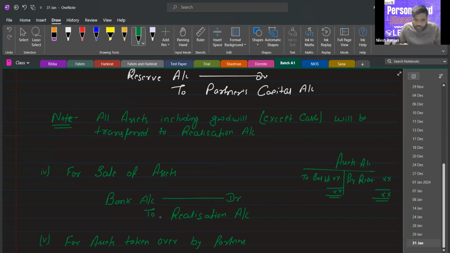If you write bank account debit to assets account, it means you will write on the credit side by bank account. Then again, there will be some balance in the account. Yes or no? And the account will not be closed. That's why we transfer the asset to realization account, and any amount realized from assets or any amount paid to the liabilities is written in a realization account, not any asset account, not any liabilities account, because the account is closed. So we cannot repeat the name of that asset. Okay, so bank account debit to realization account.